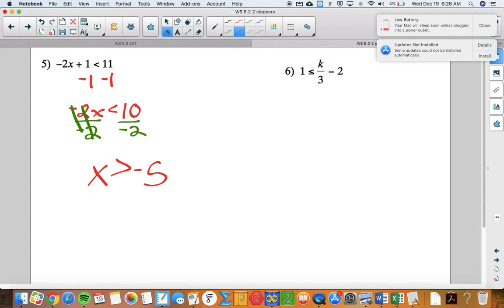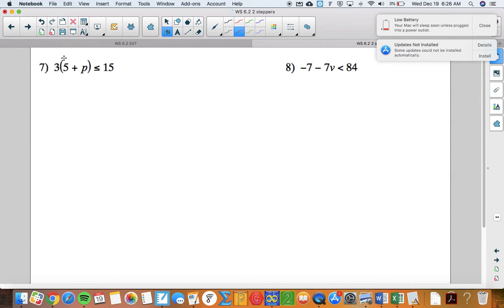And so if you check numbers that are greater than negative 5 in here, it will make the inequality true. If you check numbers that are less than negative 5, like negative 10 or negative 15, it will not be a solution up here because it'll make the inequality not true.